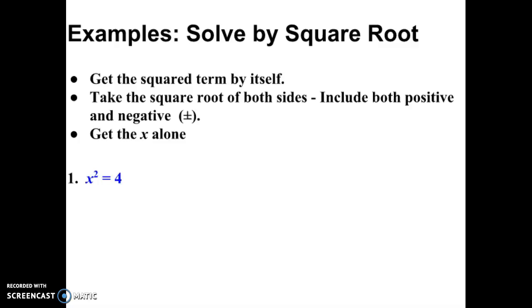So let's go ahead and start with number 1. This is a real basic equation. So x squared equals 4. We don't have anything next to x squared that we need to get rid of, so we can go ahead and take the square root of both sides. So I'll go ahead and do that.